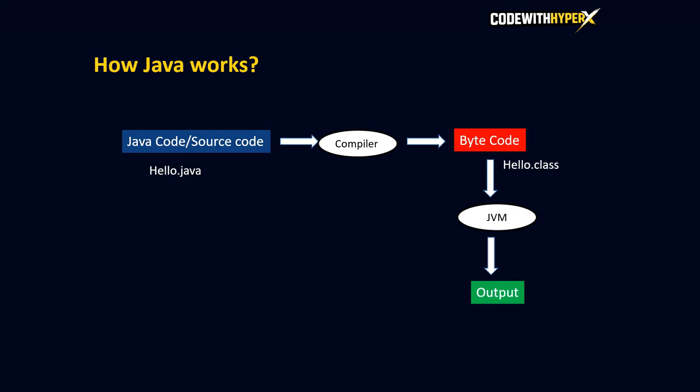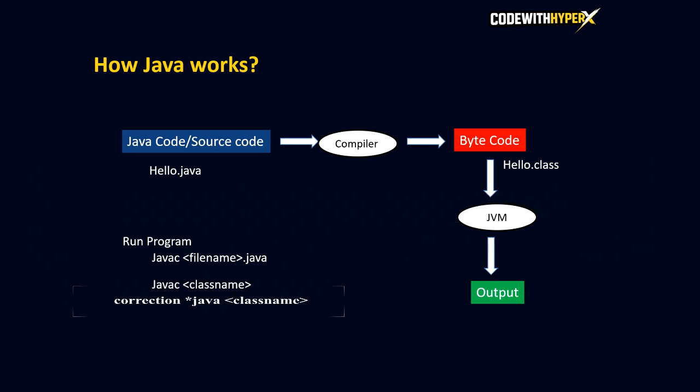How do we run the code? There are two steps: compilation and running. For compiling the program, we use the command javac filename.java, and the second command for running the class file is java classname, which is the name we have given in the code.